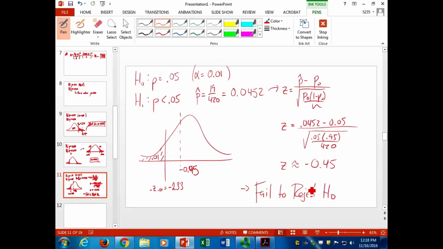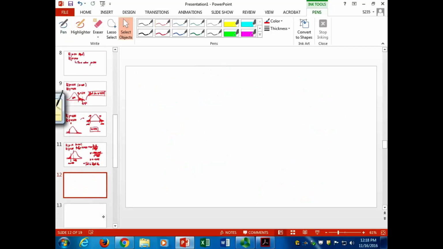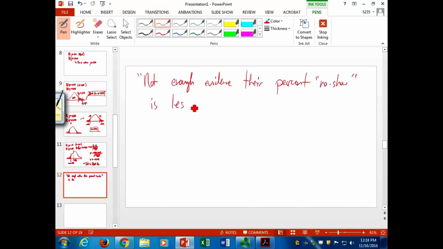Okay, any questions on that one? So there wasn't enough evidence. Right, so not enough evidence to suggest the truth is less than 5%. So I'll actually write that. Not enough evidence their percent of no-show is less than 5%.